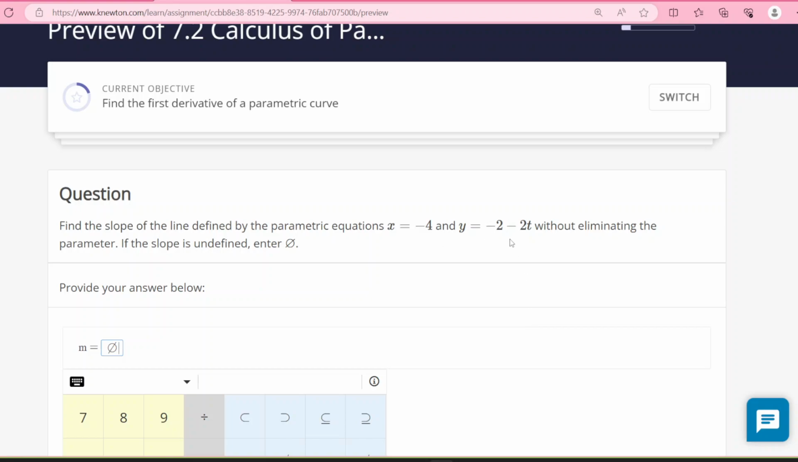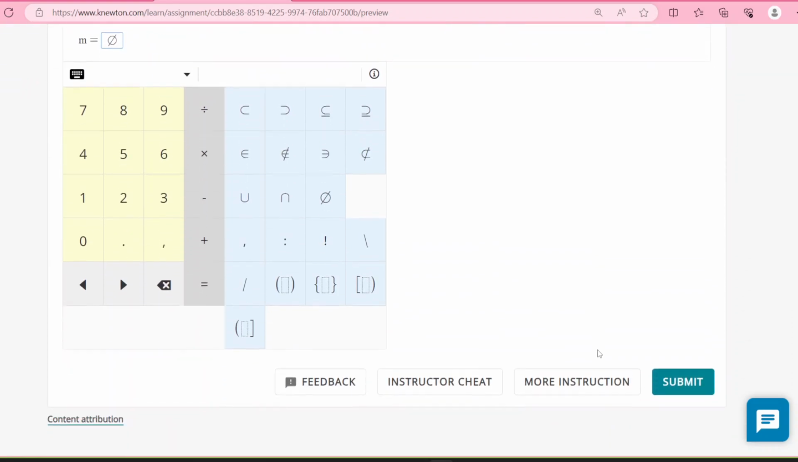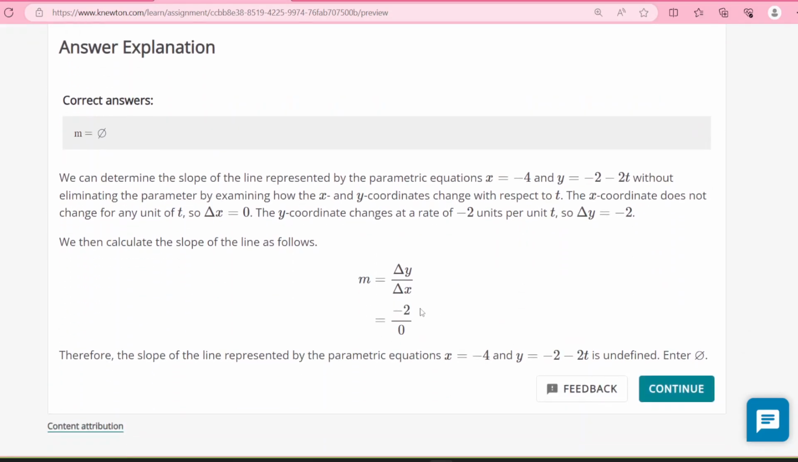Right, now if you were to do the dy/dt over dx/dt thing, dy/dt is -2 divided by, and then x is a constant. So dx/dt is 0. You've got -2 divided by 0. And remember, dividing by 0 is undefined. So either way I look at it, I'm entering this empty set symbol. Let's see, -2 over 0. Bad.